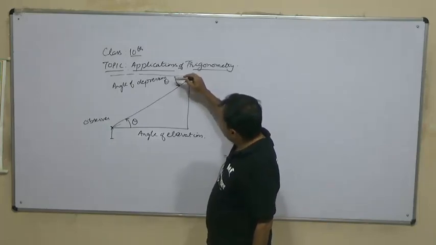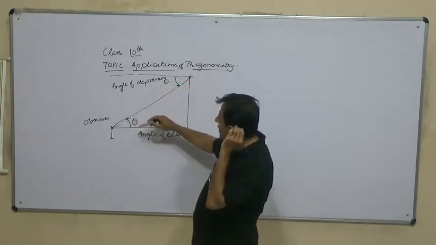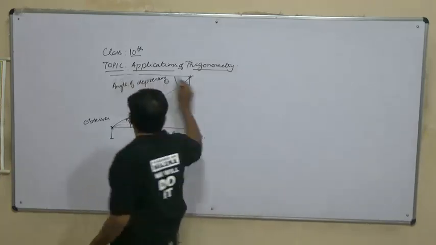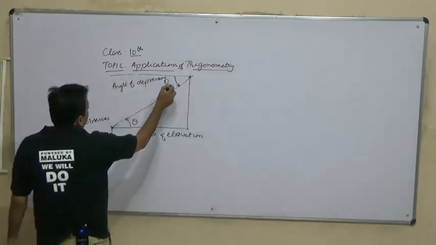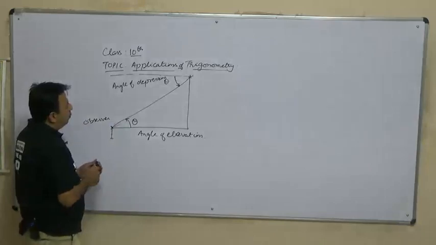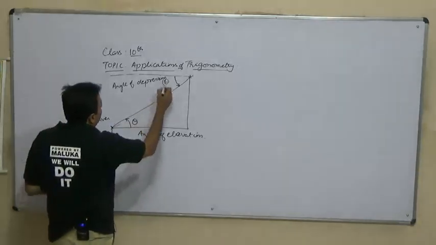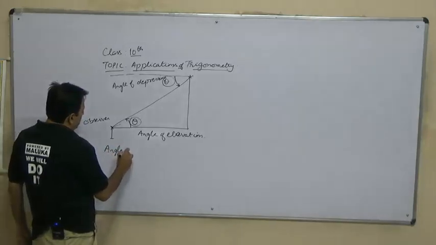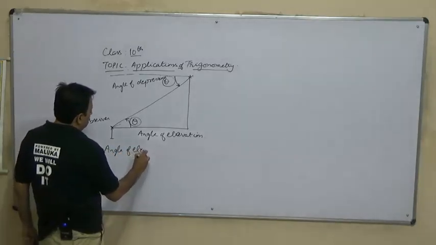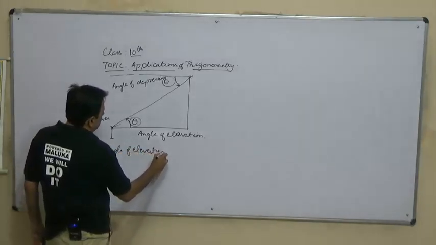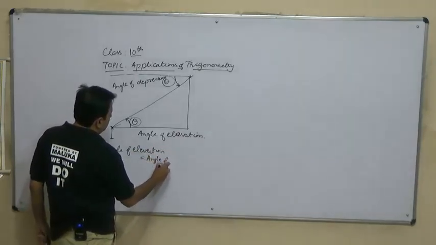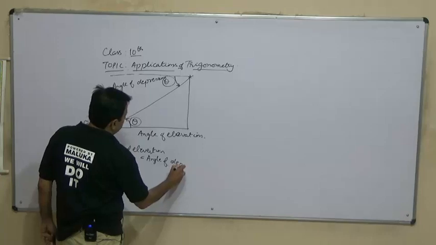So this angle is the angle of depression, and this is the angle of elevation, and we know that these are the normals, and these are parallel, and these are alternate angles. So we can see that these two angles will be the same, that is, angle of elevation is equal to angle of depression.